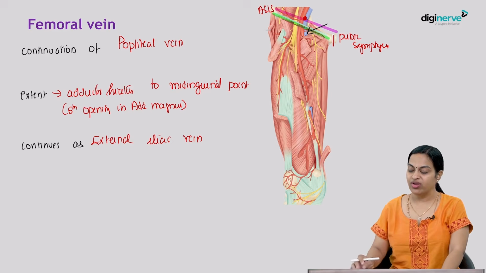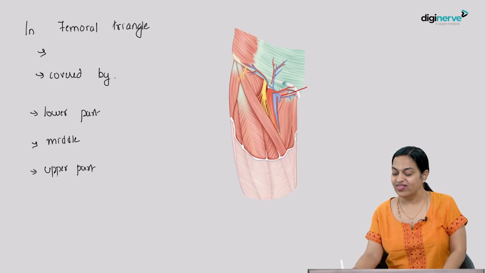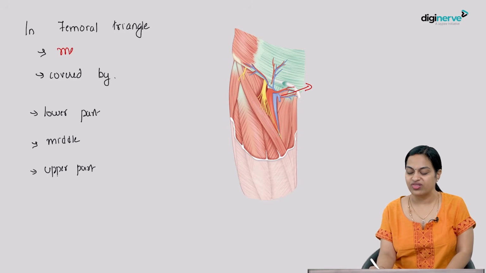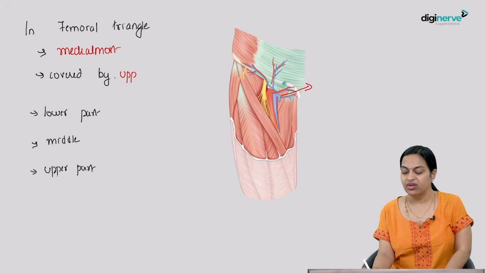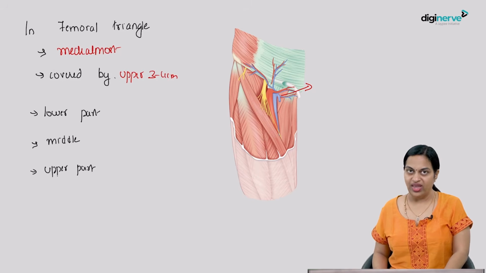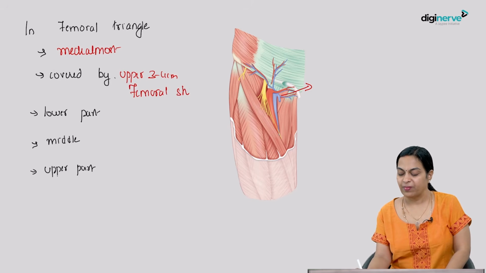And in the femoral triangle, I told you it is easiest to identify because it is the medial most structure. And the upper 3 to 4 centimeters of this femoral vein and femoral artery is going to be covered by a fascial prolongation called the femoral sheath.